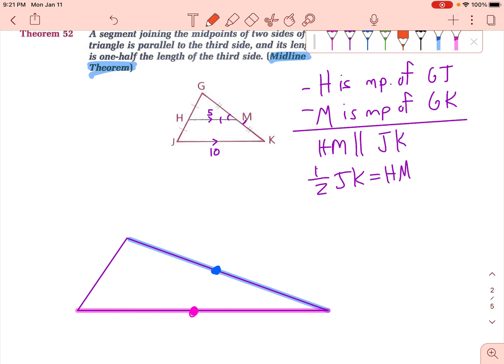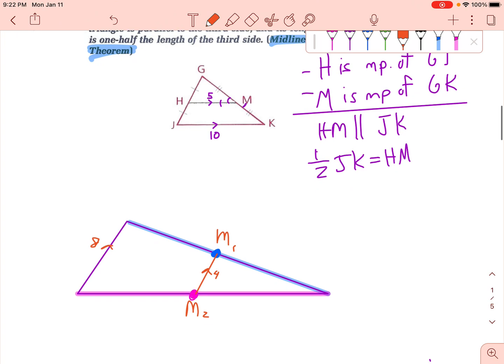If I connect these two middles, this is the middle, and this is the middle, middle 1 and middle 2. If I connect these, this segment is very special, okay? It is not only going to be parallel to this third side, it's also half as large. So hypothetically, if this was 4, this segment down here has to be 8. Okay, that's the Midline Theorem.